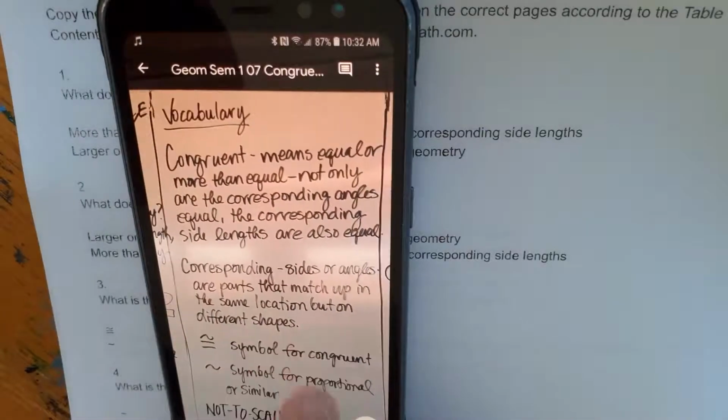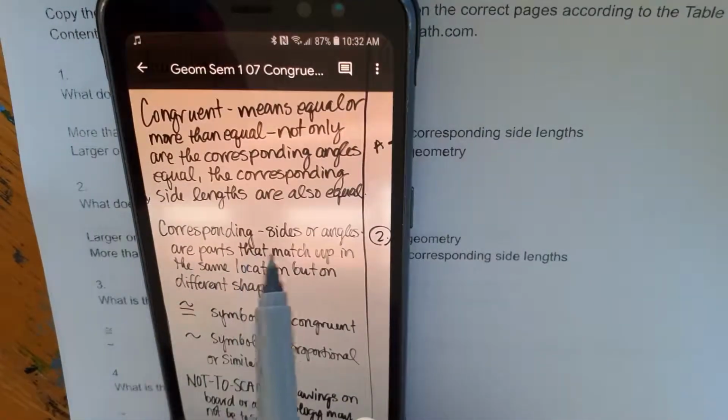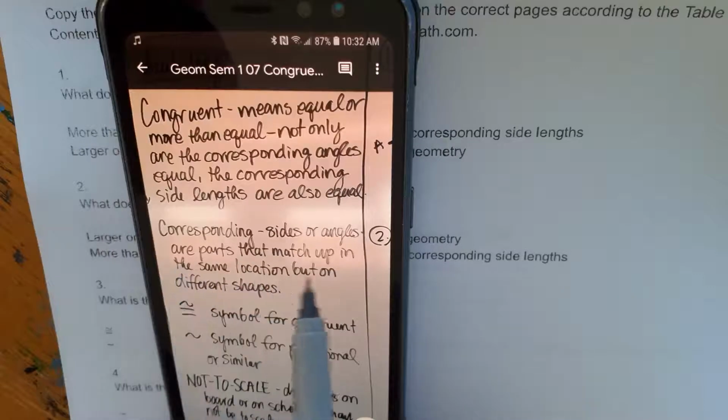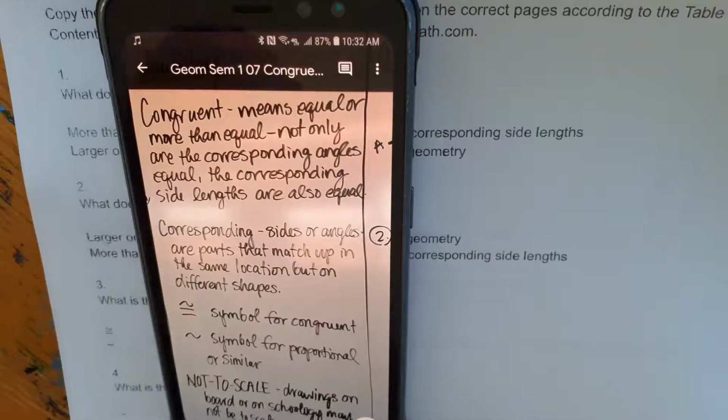So let's keep going. Corresponding, we talked about already, means sides or angles or parts that match up in the same location but on different shapes. Congruent, here's the symbol. This means approximately equal or, no, my bad. This symbol is for proportional or similar. It takes two of these to be approximately equal. Sorry, my brain wigged out right there.